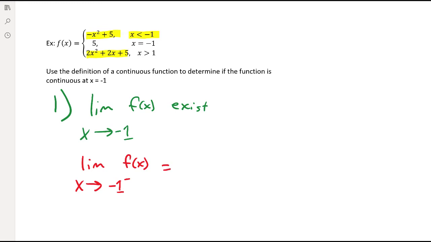Okay? All right, so as we approach -1 from the left, I'm going to highlight here in yellow the part of the graph that we should pay attention to, right? So as we're approaching from the left, we're looking at values less than -1.